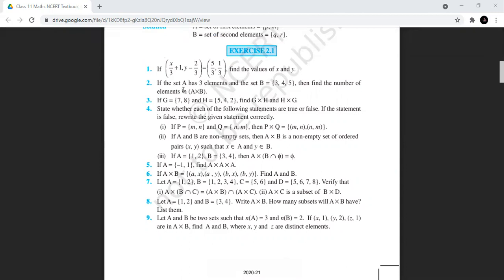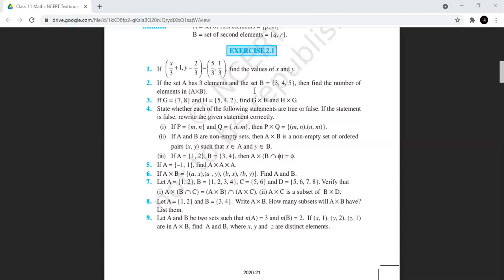Question number 2, children, is saying that set A has 3 elements and set B is equal to 3, 4, 5. So for A, they have given you the cardinal number only, that there are 3 elements. Elements have not been listed. B is mentioned here as having again 3 entries only, that is 3, 4, 5. So the cardinal number of B is also 3. A was also 3. Then find the number of elements in A cross B. So it would be 3 cross 3, that is a total of 9 elements will be obtained. Okay, so these are simple questions here.